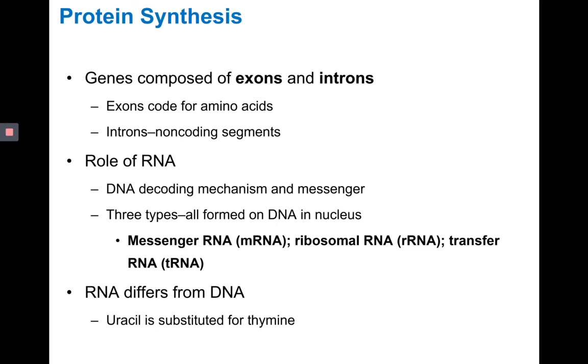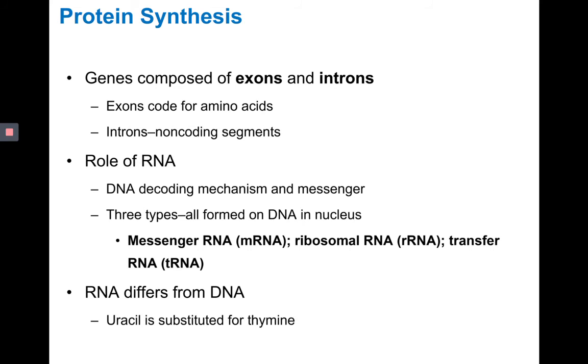Once you make the protein, there's good parts and bad parts. There's exons and introns. The exons actually code for amino acids, and then the introns are non-coding segments. So you'd actually cut those out of the finished protein product. RNA, again, is our intermediary. We have 3 different types of RNA. mRNA is going to be the big one. It's messenger RNA. It's the messenger from the nucleus to the cytoplasm, talks to the ribosome.